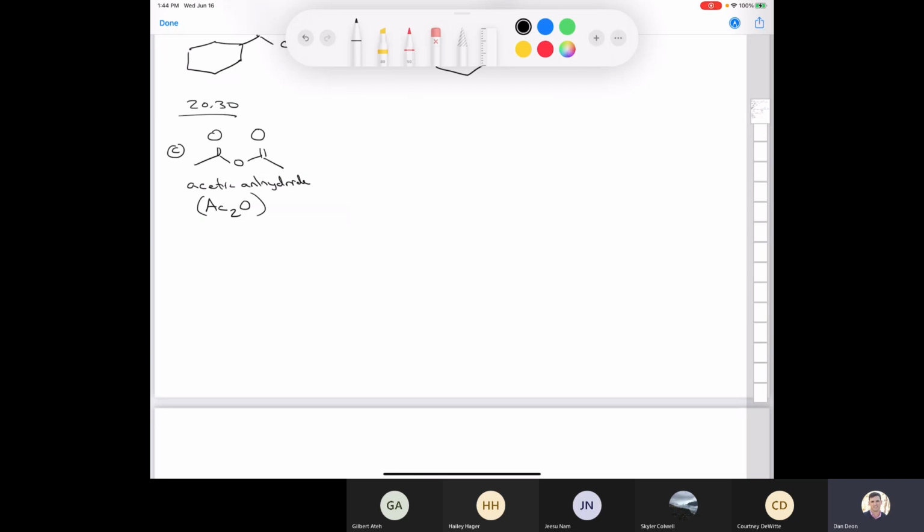But anyhow, we want to take acetic anhydride. It's a liquid at room temperature. It's a very common reagent, and we want to make this compound, which is called acetyl chloride.